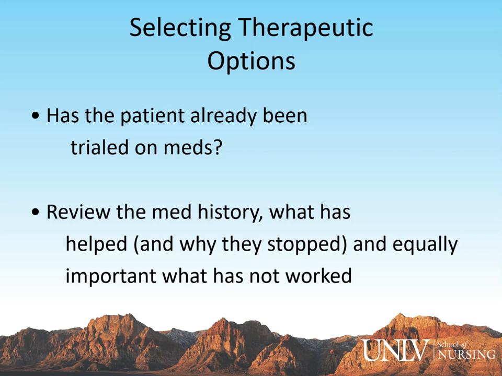Even extend it to family. When you discuss family history, ask if they know of any medication that works for a relative. Chances are they share the same genetics, and what works for one family member might be a good indication to try. So trial the medication, both their own history and that of their blood relations. Review the medication history: what has helped and why they stopped it, and equally important, what has not worked and what was the result.